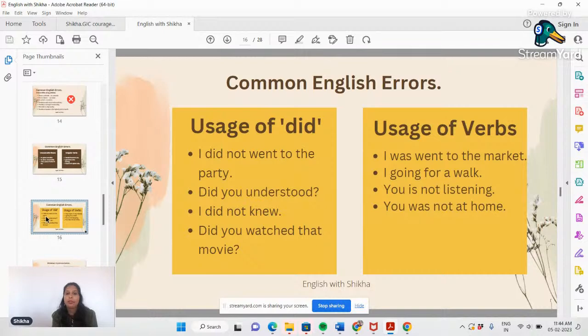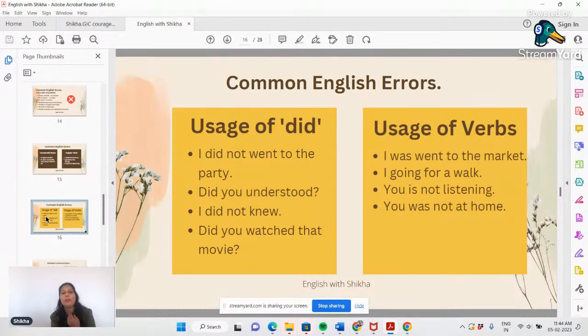In the same way, you will see many people make this mistake. They will say, "Did you understood?" No, it is wrong. You have to ask, "Did you understand?" "I did not knew." Again, it is wrong. "I did not know." "Did you watched the movie?" Wrong again. "Did you watch the movie?" Right?